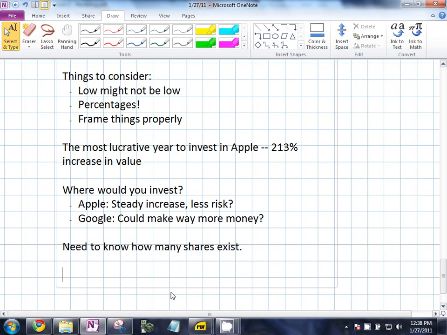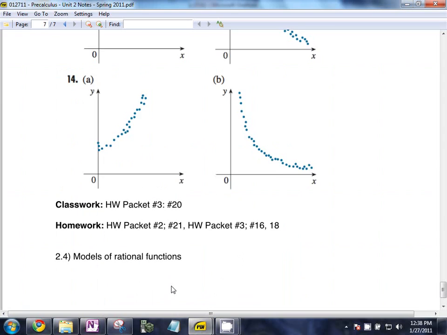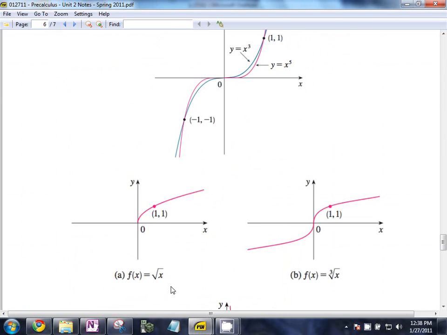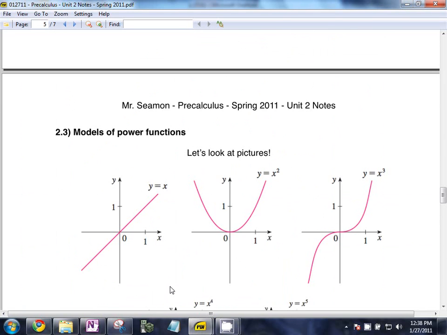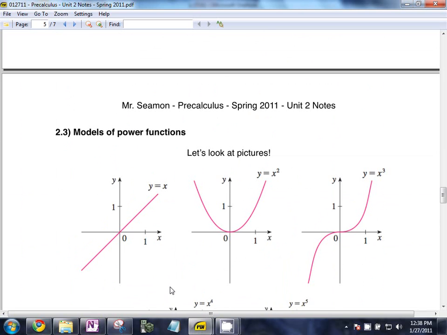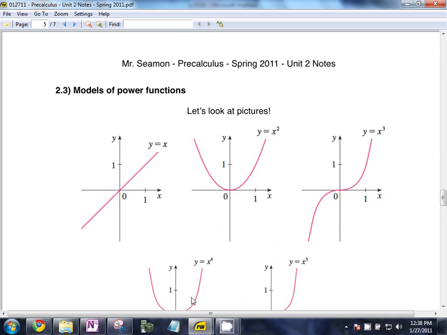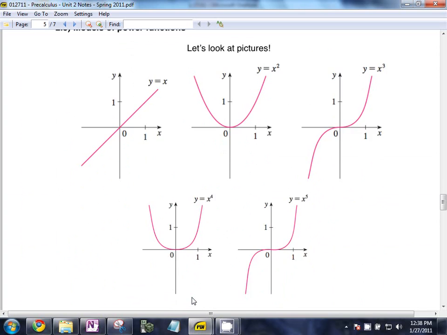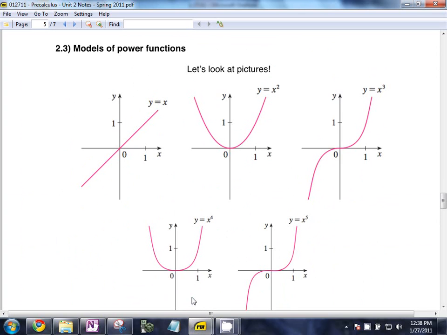So let's talk about a few more models. Let's go to these pictures right here. We've looked at linear models, quadratic models, cubic. Now power functions. They're actually pretty simple. You've seen them before. All of those power functions have what in common? There are two major things they all have in common. What's one thing they all have in common?